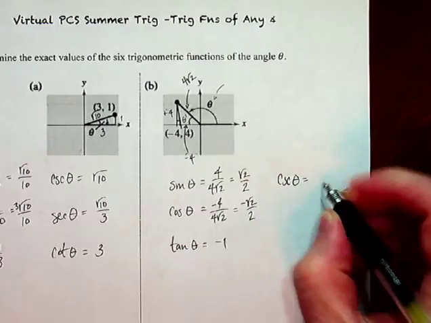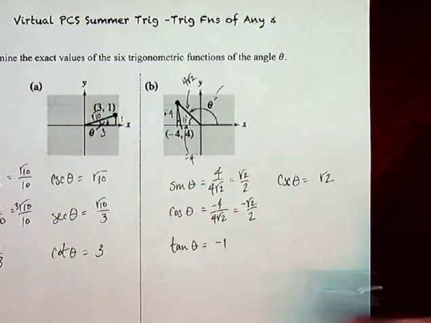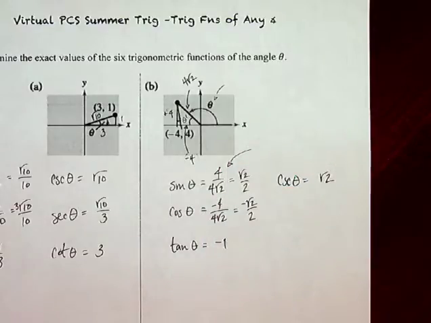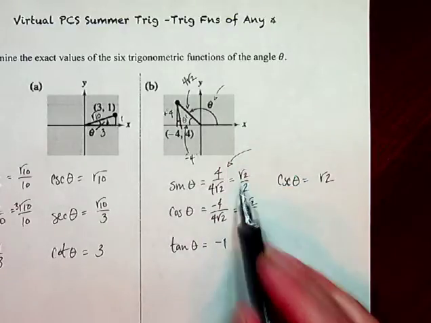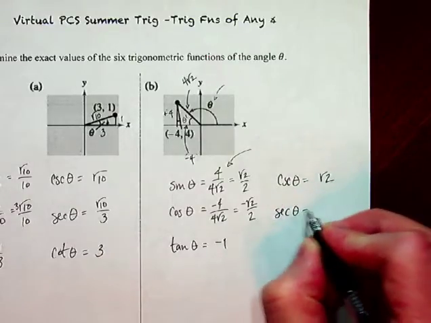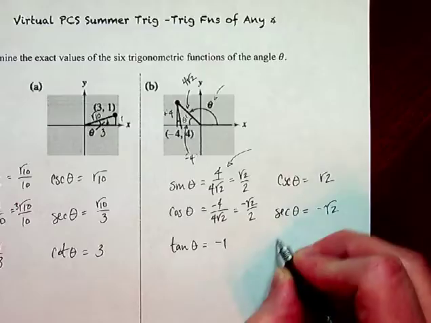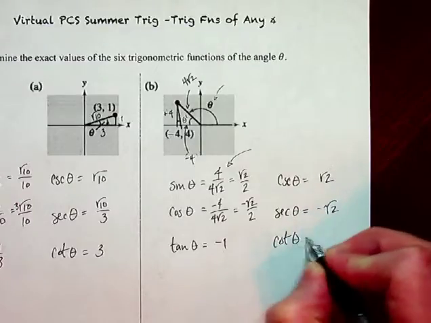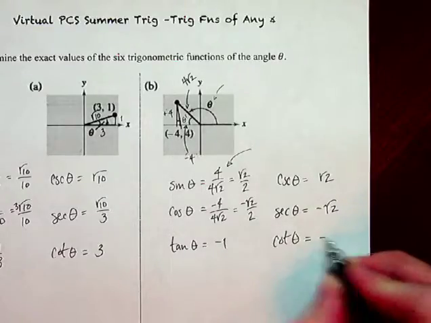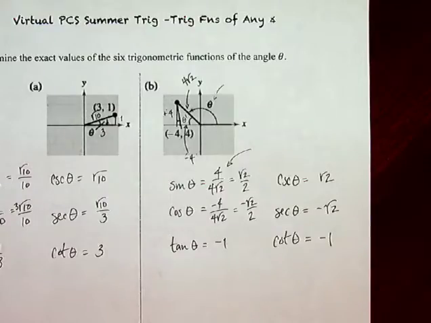Cosecant theta is going to be √2, right? Because we're basically going to reciprocalize that one right there rather than doing it here and having to re-rationalize the denominator. Secant theta is going to be -√2, and cotangent, we're going to do the really, really difficult chore of taking the reciprocal of -1 and, of course, arriving at a very shocking -1.